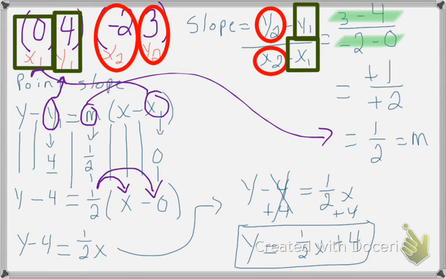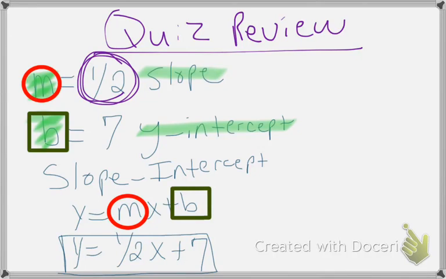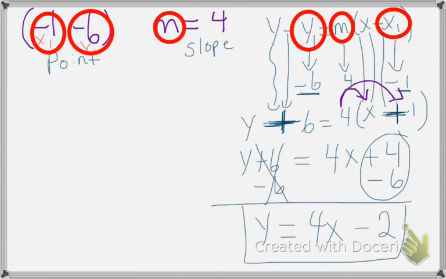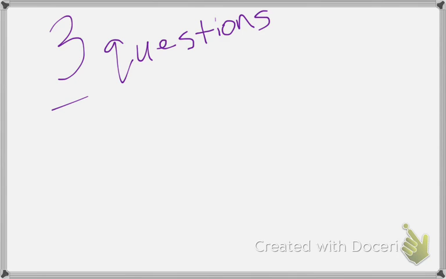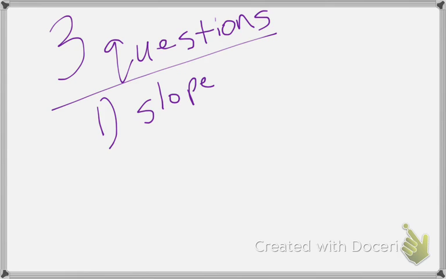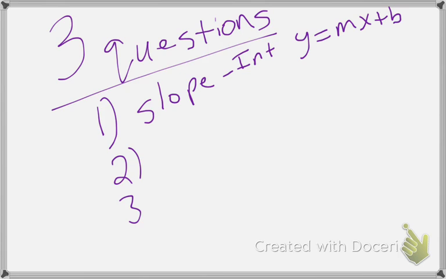So tomorrow, on your quiz, you'll have 3 questions, just like I went over. One of them will be slope-intercept, which is y equals mx plus b. And 2 and 3, you're going to have to use the point slope.